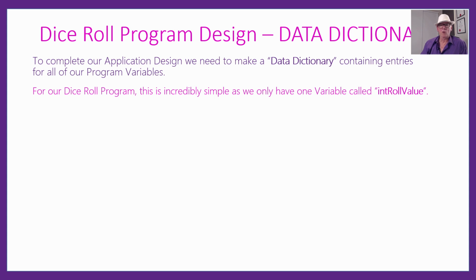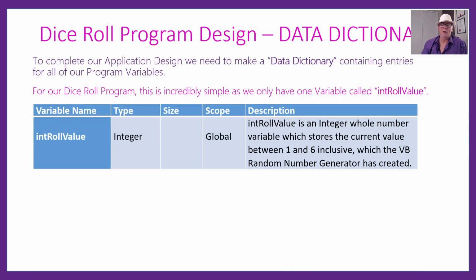only got one variable. But if we had other variables, like in stage 2, we're going to add counters to count how many times 5s have come up and count how many times 2s have come up. Each of those counter variables would have to go in the data dictionary later on. But for now, for this first version of the program, it's just int roll value is your variable name, and then your next column is type.